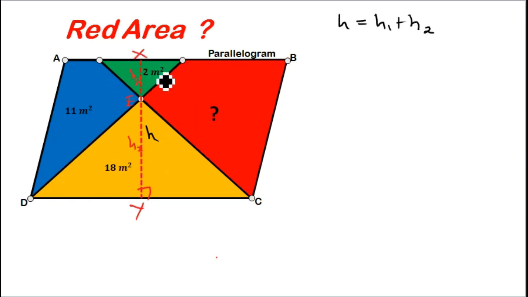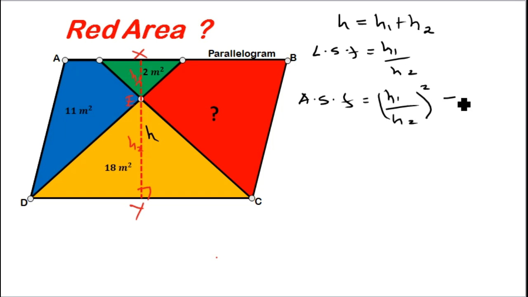Now if we use the scale factor, you start with the linear scale factor. The linear scale factor is H1 over H2. So that when you now get the area scale factor, you square the linear scale factor. That is H1 over H2 squared. And for that area scale factor, we've been given the area to be 2 for the smaller one and 18 for the larger one. So you compare the area scale factor.